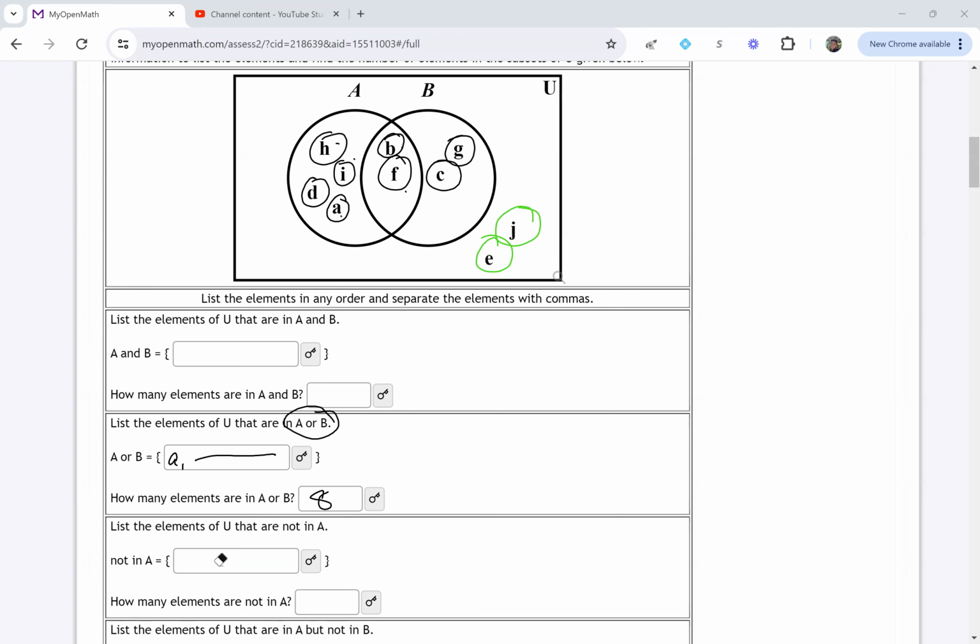But this question says, list the elements of U that are not in A. So let me go ahead and clear that. Let's see the ones that are not in A, okay? So that means I don't want this one because that's an A. I don't want this one because that's an A. So I can cross out all the ones that are in A, and then the ones that are left, G, C, J, and E, those are what I'm going to put here. And there's 4 of those, so there are 4 elements not in A.